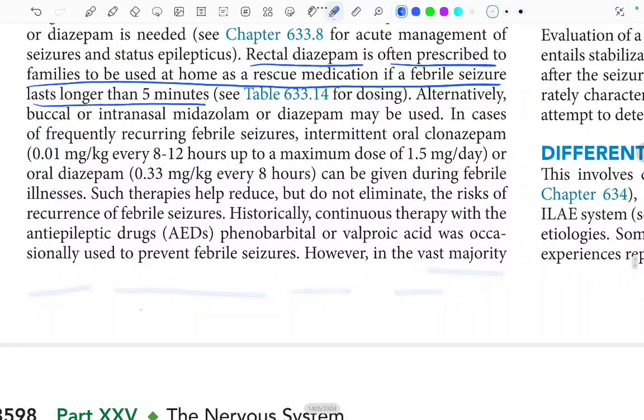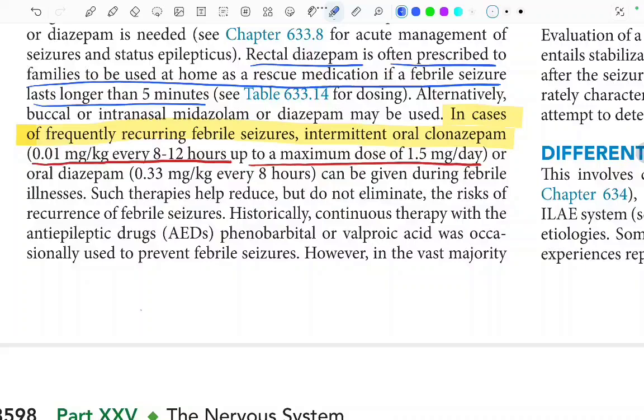In cases of frequent recurring febrile seizures, intermittent oral clonazepam in the dose of 0.01 mg per kg every 8 to 12 hours up to a maximum dose of 1.5 mg per day, or oral diazepam, can be given during the febrile illness. Fine. This is very commonly used in cases of frequent recurring febrile seizures. In what dose? 0.01 mg per kg every 8 to 12 hours up to a maximum dose of 1.5 mg per day. Such therapies help reduce but do not eliminate the risk of recurrence of the febrile seizure.